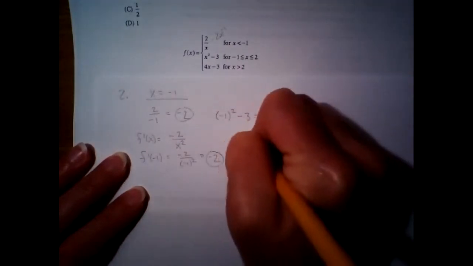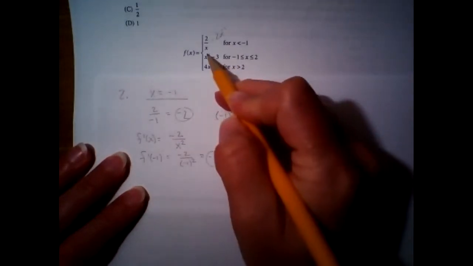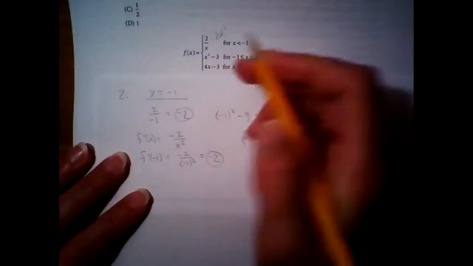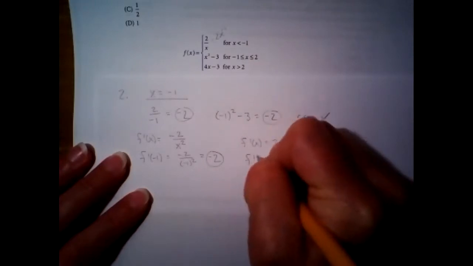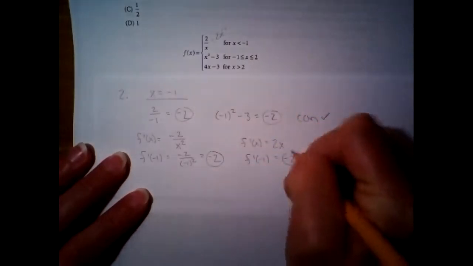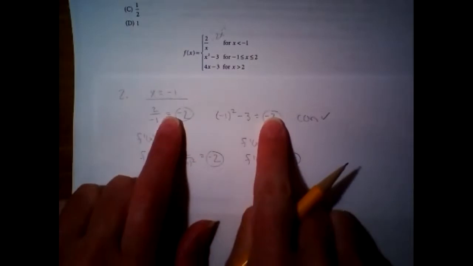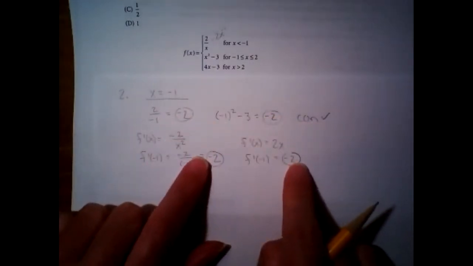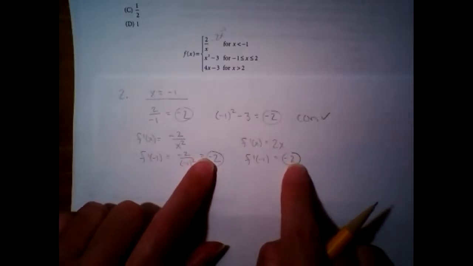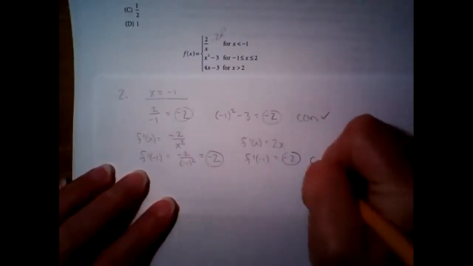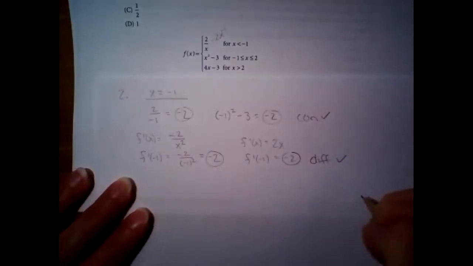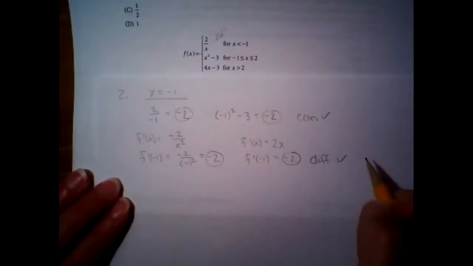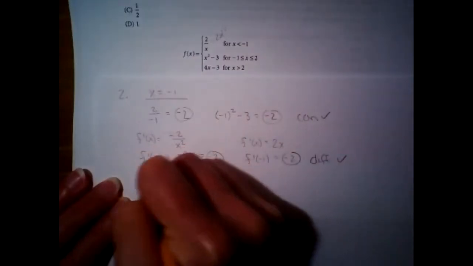Now we're going to do the same thing for the other piece of the function. Take the derivative and plug in -1. We're trying to see if they match up. So this derivative is 2x, and if you plug in -1, you get -2. So the two pieces of the function meet up. That means it's continuous, and the two derivatives, the derivative from the left and the derivative from the right, are also the same. So the function is differentiable at x equals -1. So -1 is good.